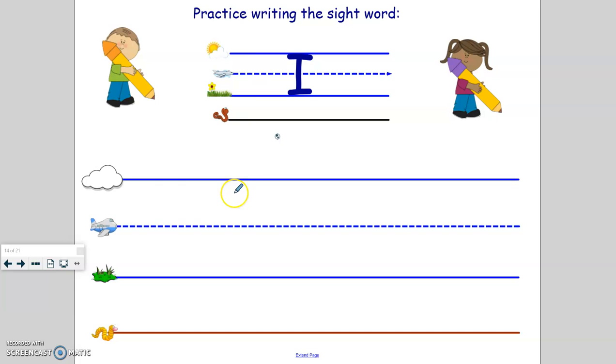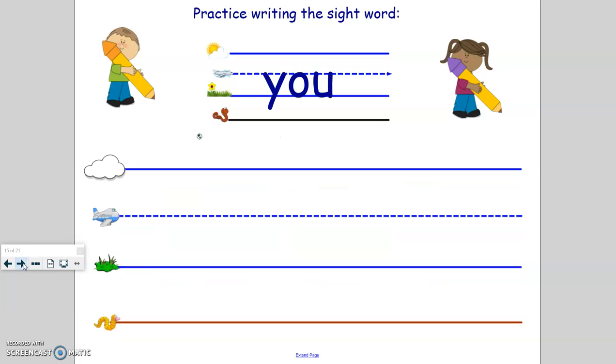So when we're writing a capital I, the first thing we're going to do is point to the skyline. We're going to go down to the grass line. Then we're going to cross on the skyline and cross on the grass line. I. Let's try it again. We're going to start on the skyline, go down to the grass line, cross on the skyline, then cross on the grass line. I.